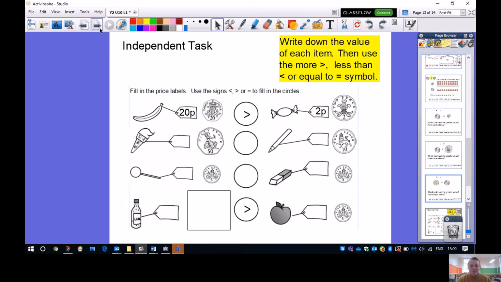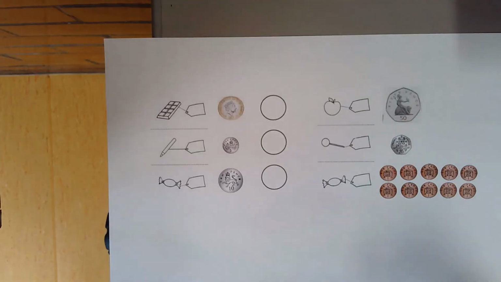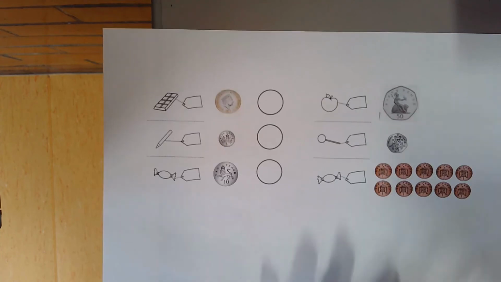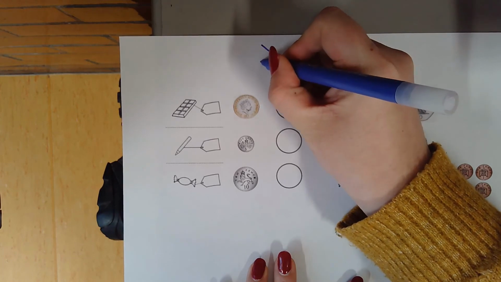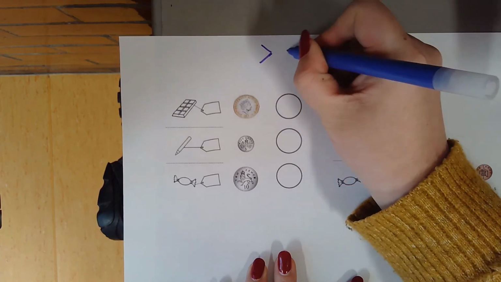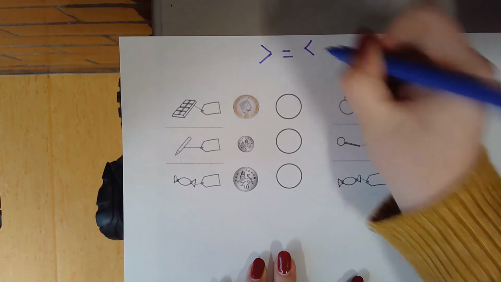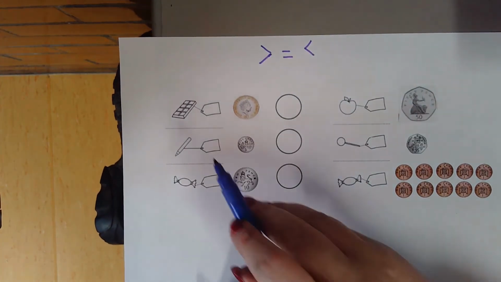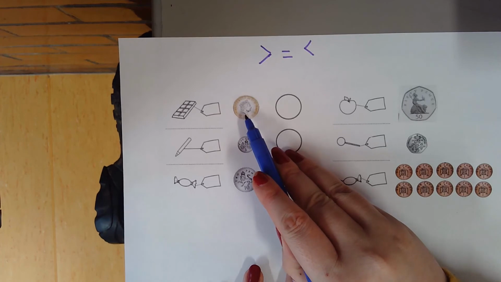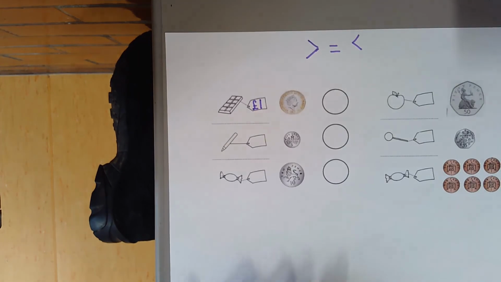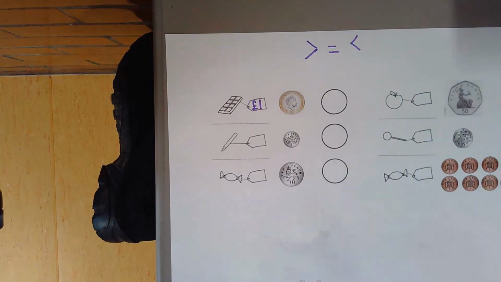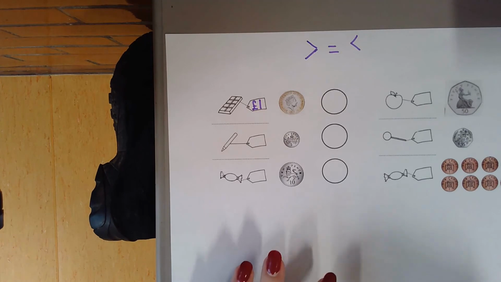But first, watch me as I model a very similar task sheet. I'm now going to model a task that looks very similar to your independent task, but it's not quite the same. So, I need to decide if it is greater than, equal to, or less than. This one is worth £1. So I write the value on the label, £1. And I'm going to do that for all of the items before I carry on.